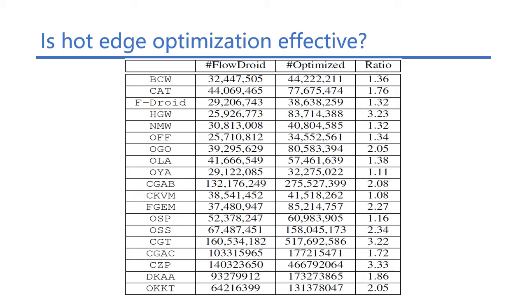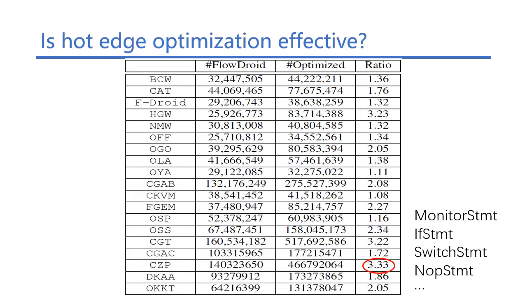The number of computations increases significantly, from 1.08 times to 3.33 times. The app CZP has the largest computational increase, at 3.33 times. However, it still speeds up. This is because the target statements of non-hot edges are usually monitor statements, if statements, switch statements, and not statements. They can be computed very efficiently.